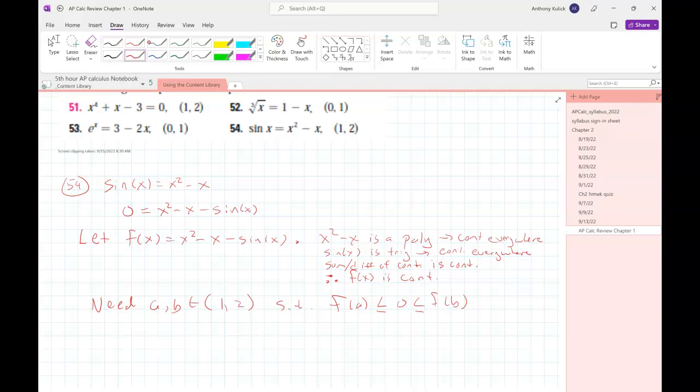So for me, what's going to be the easiest thing to do? I'd probably just look at the picture and pull some x values from the picture. Or I can just plug it into my calculator and try some test values.